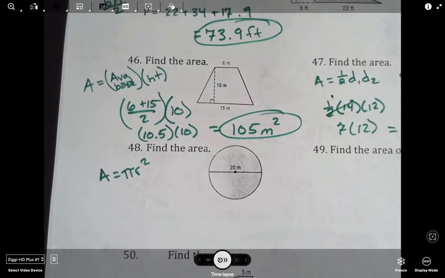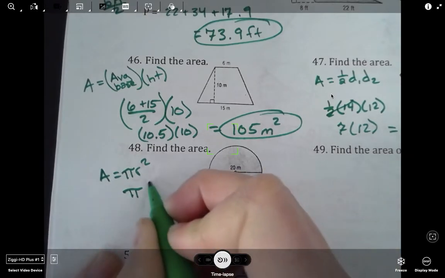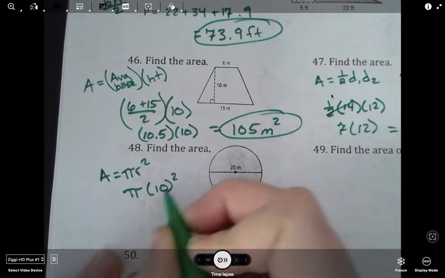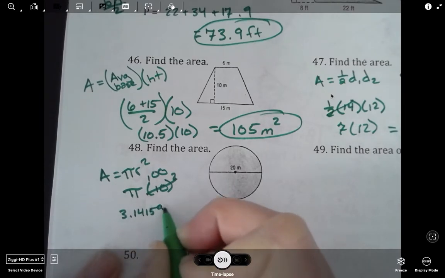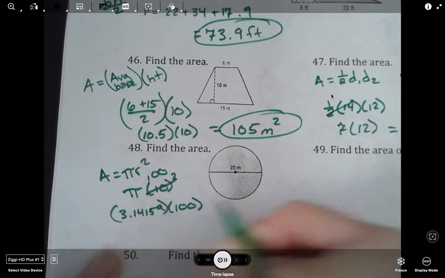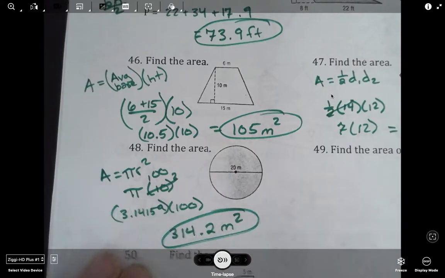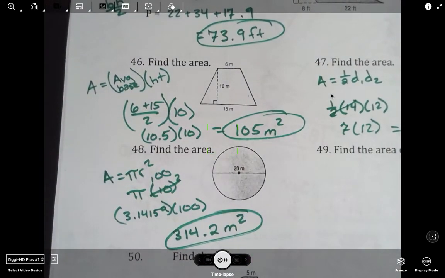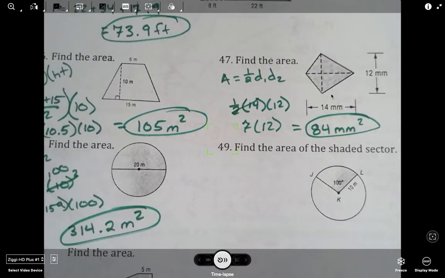Don't use the calculator. 100 pi is the answer. The radius is 10, right? Because the diameter is 20. So 10 squared is 100. 100 pi. 100 times pi. Pi is 3.14159. And you move it times 100, so move the decimal 2 places. 314.2 meters squared. Okay. Good? Yeah? All right.